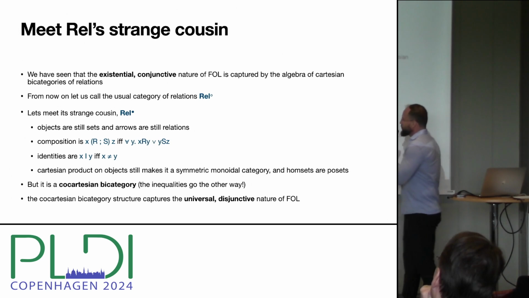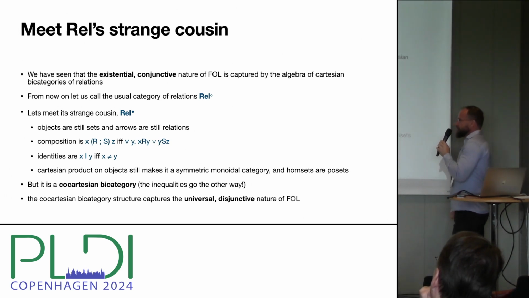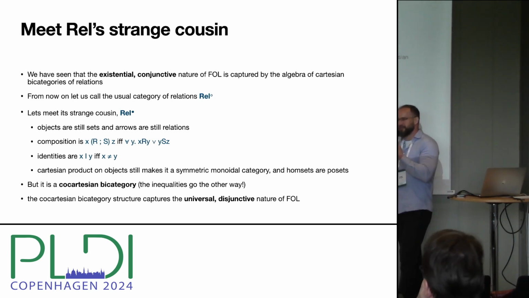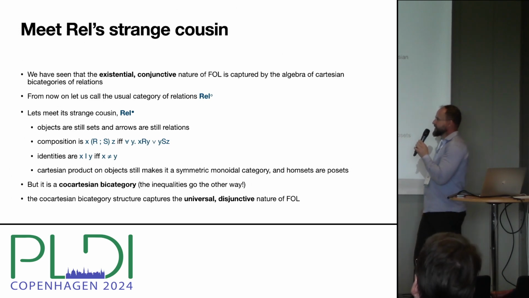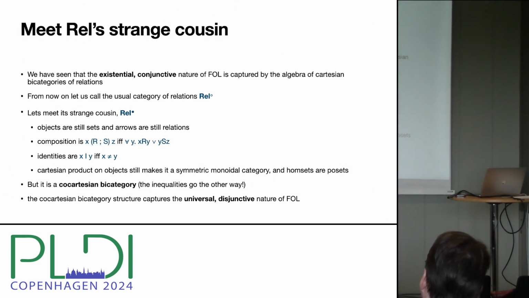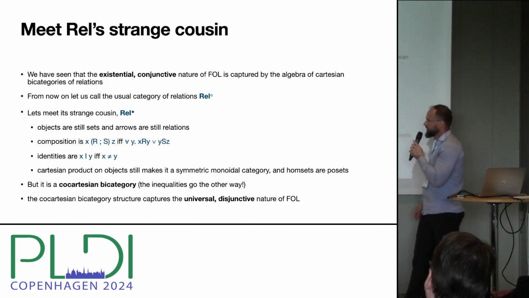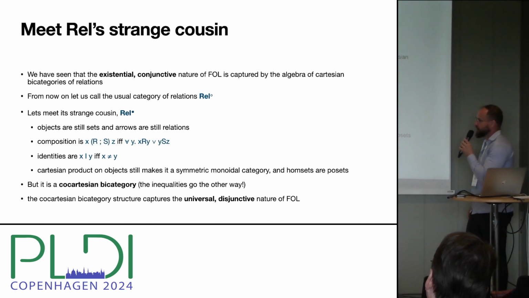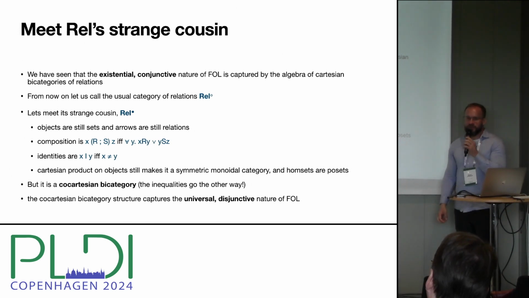So REL is kind of a weird beast, right? Because there's somehow two RELs which are isomorphic but feel very different. So the usual category relations I'm going to from now on call REL white, but I'm going to talk about its strange cousin REL black. Okay, so it has the same objects, so they're still sets, and arrows are still relations. But now, composition, instead of being there exists and, will be for all or.